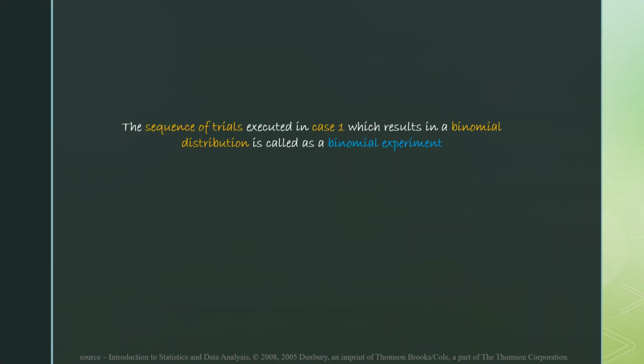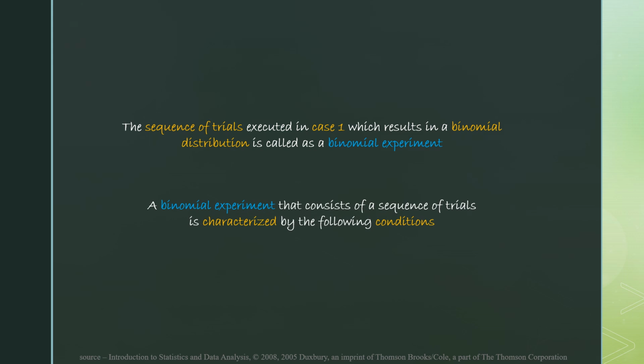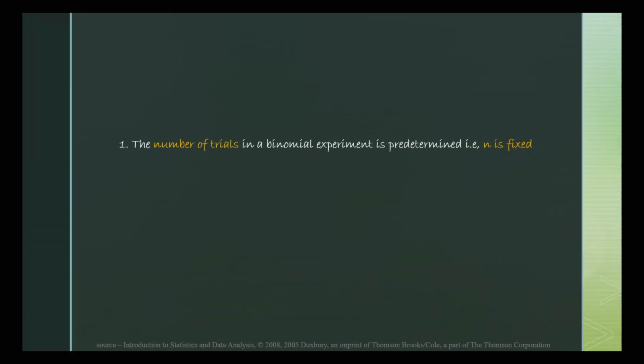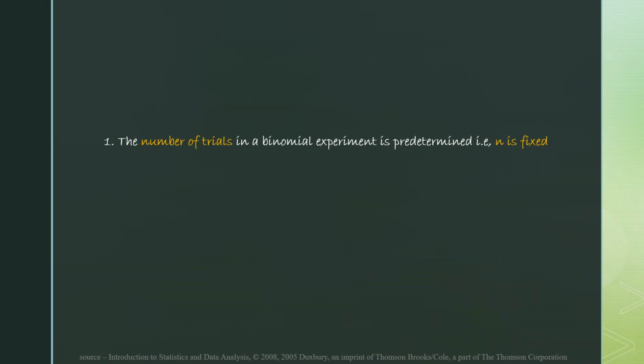The sequence of trials executed in case 1, which results in a binomial distribution, is called a binomial experiment. A binomial experiment that consists of a sequence of trials is characterized by the following conditions. Condition number 1. The number of trials in a binomial experiment is predetermined. That is, n is fixed.